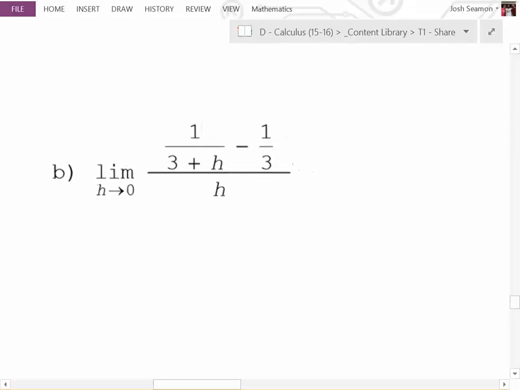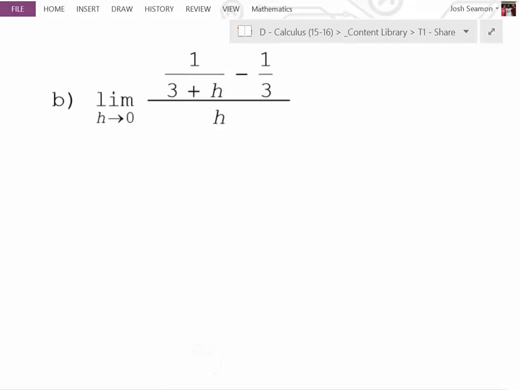Let's take a look at b right here. Does this one look a little different? Just look at the numerator. If you wanted to simplify the numerator, what would you want to do? Find a common denominator, then do what? Well, you find the common denominator, right? And then you do what?